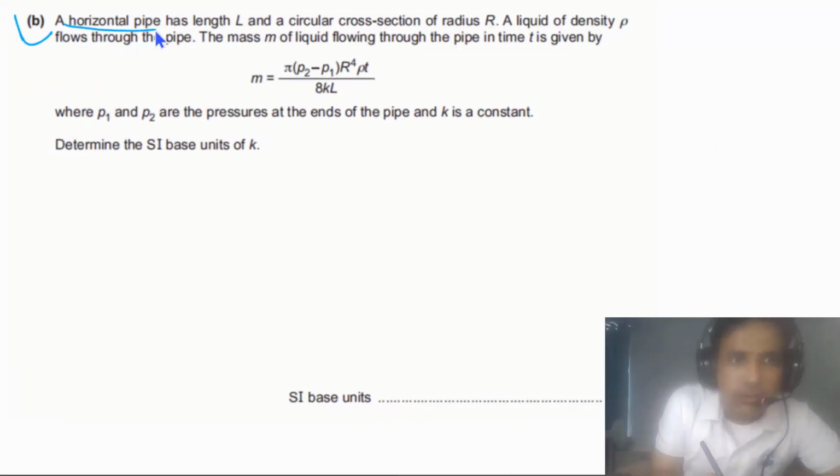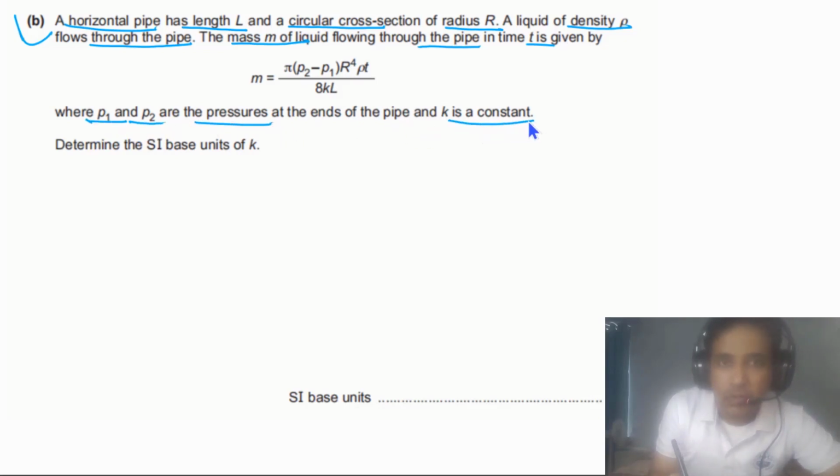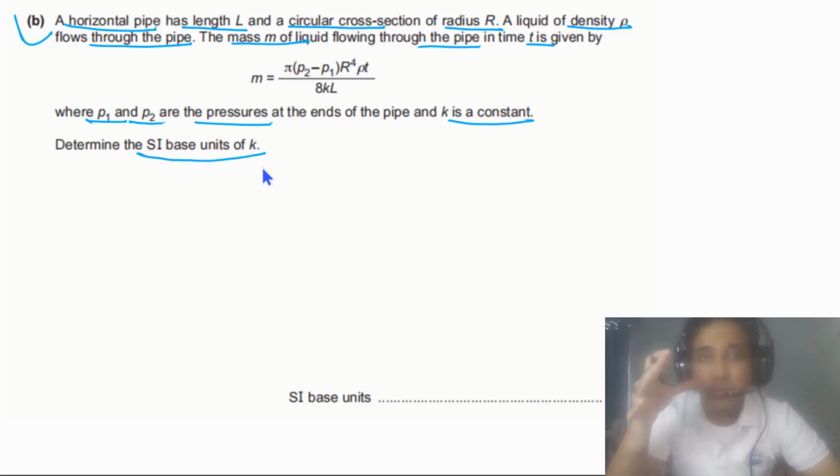Part B says a horizontal pipe has length capital L and a circular cross section of radius capital R. A liquid of density rho flows through the pipe. The mass m of the liquid flowing through the pipe in time t is given by this equation, where P1 and P2 are the pressures at the ends of the pipe and K is a constant. Determine the SI base units of K. This is a typical type of question. Most of the time in the exam they will ask you to determine SI base units for a quantity, and in the SI base system we have 7 SI base units and 7 SI base quantities.